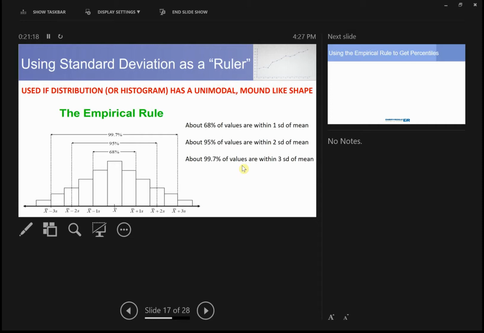So notice I made use of the empirical rule to get the combined probabilities in the tail, and then I used symmetry to get the probability in each tail. Okay?